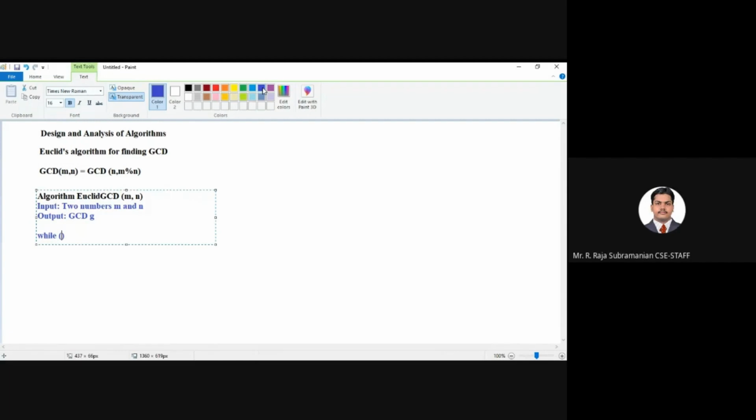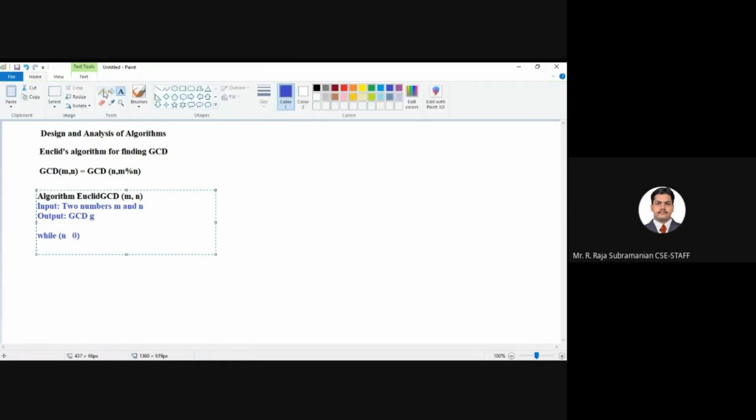First I will write without recursion as while n not equal to 0. There is no not-equal symbol here, so I'll write that symbol. Don't put not equal as exclamation mark equal to, okay, that is actually with respect to a programming language. We know that in an algorithm we should not use any programming language, right?